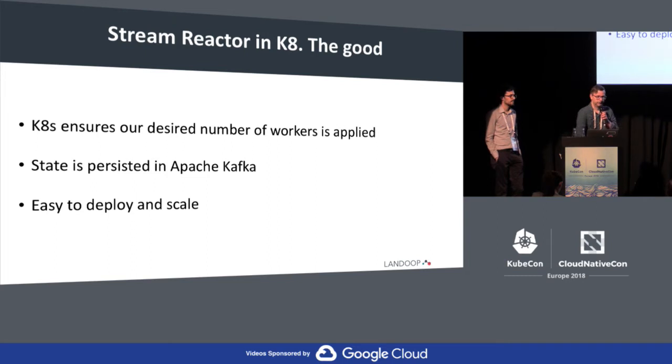So what's good? Well, Kubernetes ensures that our desired number of workers are there. And we can scale up and we can scale down the number of workers quite easily. And it was also very easy to deploy. The good thing about Kafka Connect, all the state is stored in Kafka. We've passed the book off to Kafka. It's taking care of the state, so if workers die and come back, it's going to reconstruct all its configuration from Kafka.